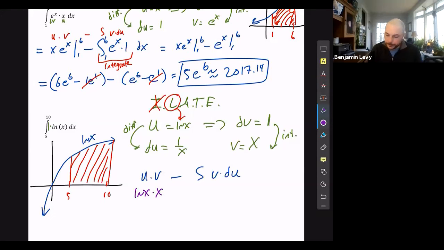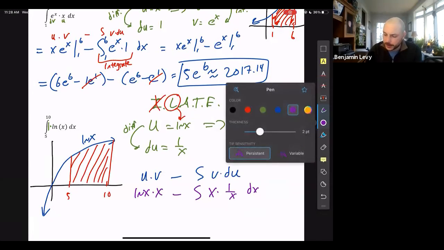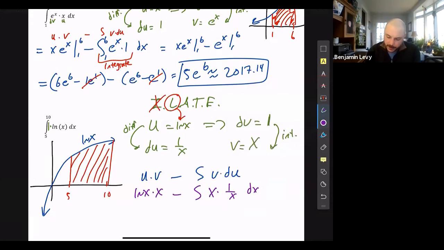And then v du ends up being x times 1 over x. And so those two things cancel out, right? Oh, let me throw the integrands on there too. I forgot that. So they're from 5 to 10.